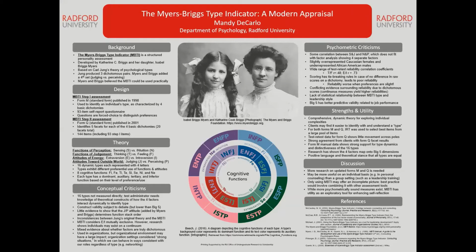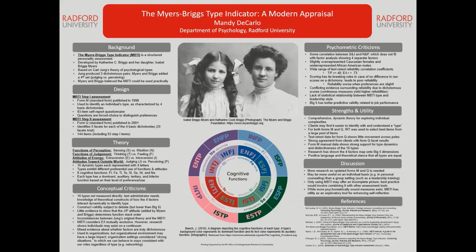So a little bit about the theory. Myers and Briggs believed that we have different attitudes and functions that we use to take in information and interact with the world. So we have 2 different functions of perception, sensing and intuition, 2 different functions of judgment, thinking and feeling, 2 different types of attitudes of energy, extroversion or introversion, and then the 4th dichotomy that they added was these attitudes towards the outside world. And they said we either use judging or perceiving when we're using that information we gathered with our perception.